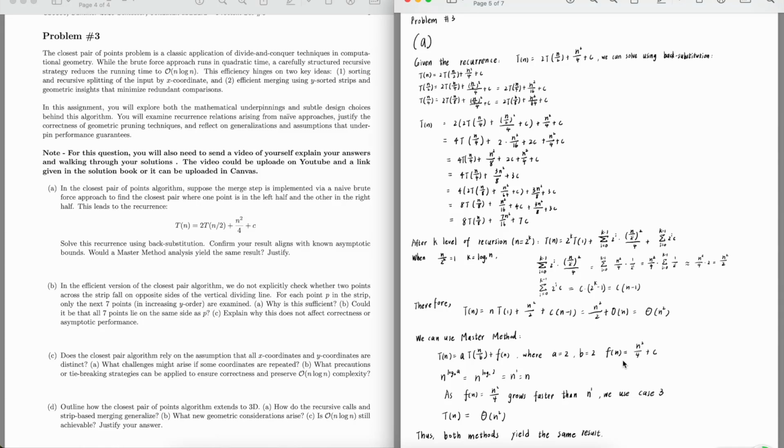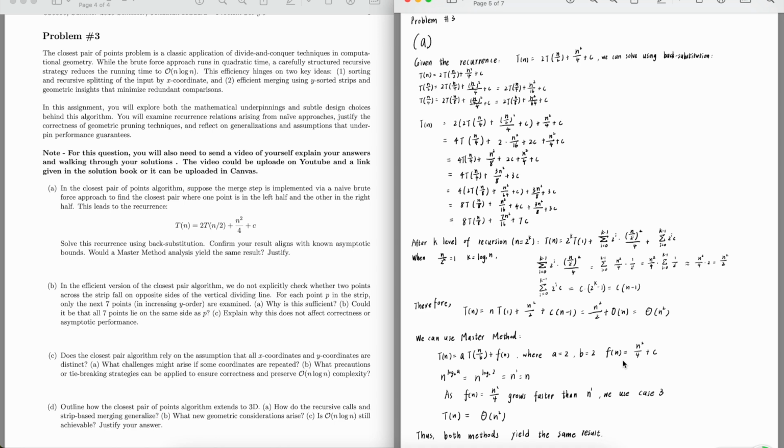Hi, today I'm going to walk you through my analysis of the closest pair of points algorithm using divide and conquer techniques. We will explore why the naive approach is not efficient, how geometric insights lead to optimization, and how the algorithm extends to 3D dimensions.